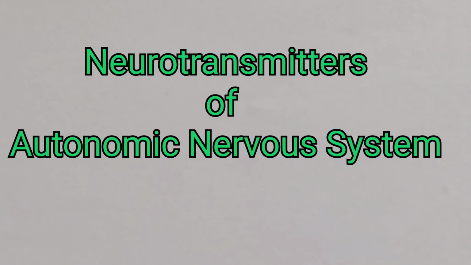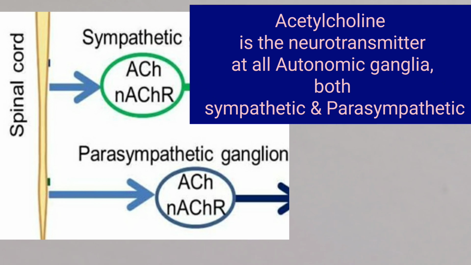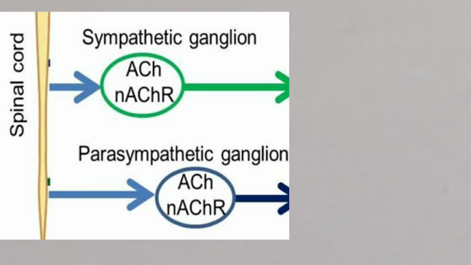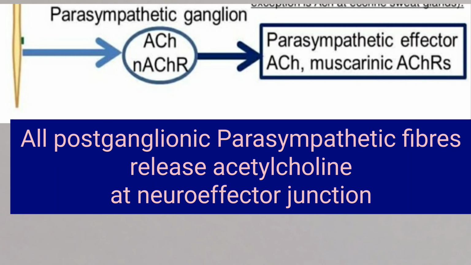Neurotransmitters of the autonomic nervous system. Parasympathetic neurotransmitter. In the autonomic nervous system, acetylcholine is the neurotransmitter at all autonomic ganglionic synapses, regardless of whether it is sympathetic or parasympathetic. Secondly, all postganglionic parasympathetic fibers release acetylcholine at the neuroeffector junction.